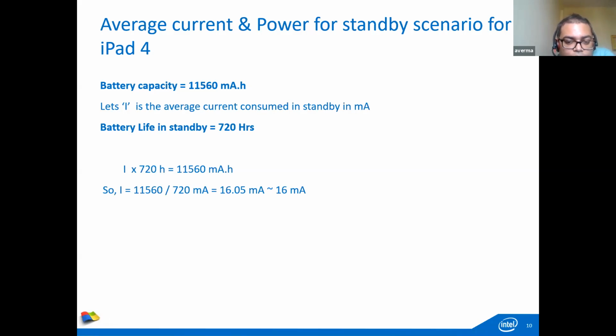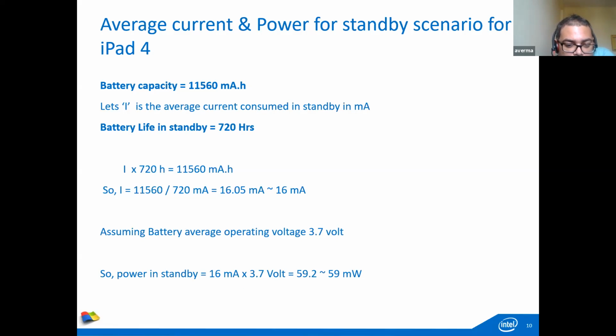By the way, if you are able to calculate your average current consumption during the standby, you should also be able to find out the power, given that you already know that the average voltage for the battery is around 3.7 volt. So assuming battery average operating voltage is 3.7 volt, power in standby is 16 milliamps times 3.7 volt, equal to 59.2, around 59 milliwatt.